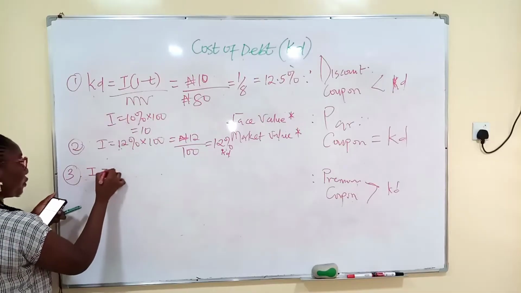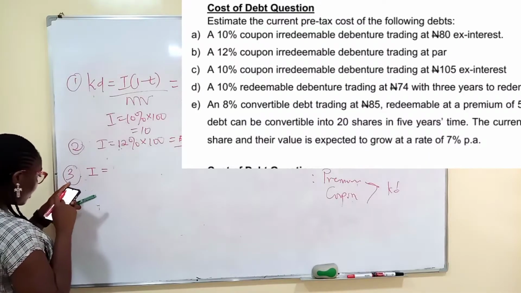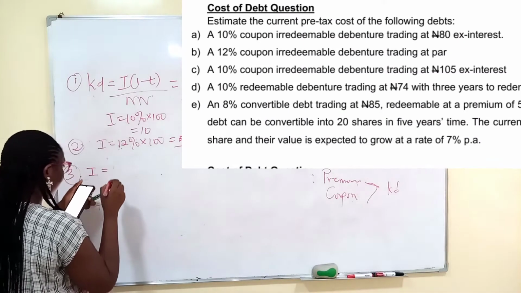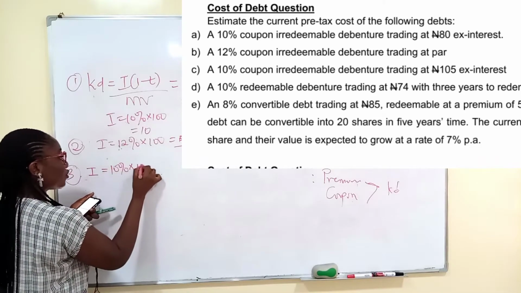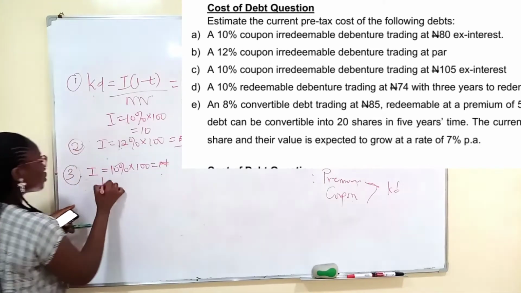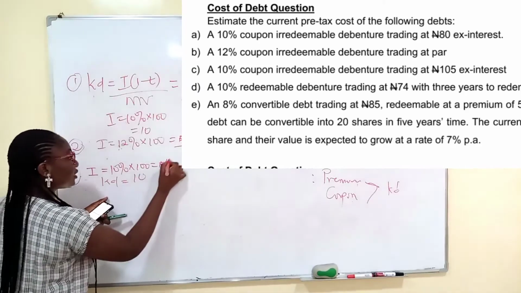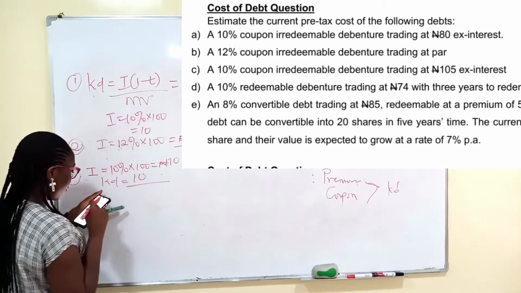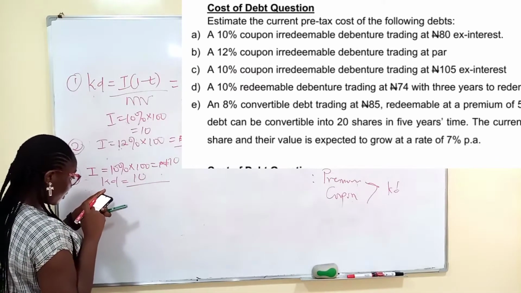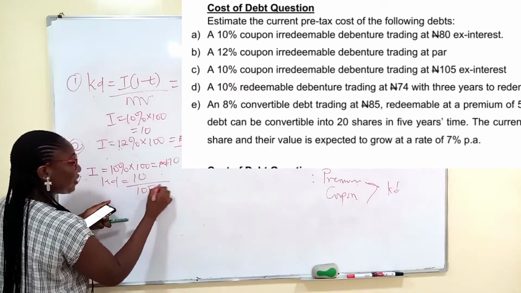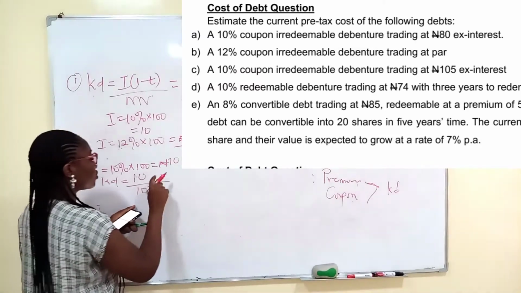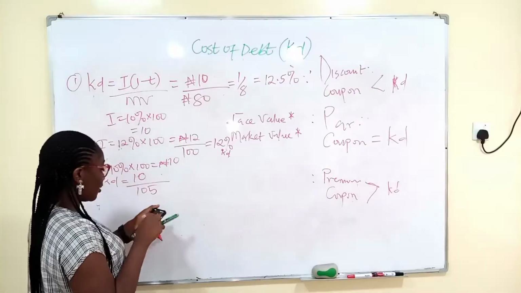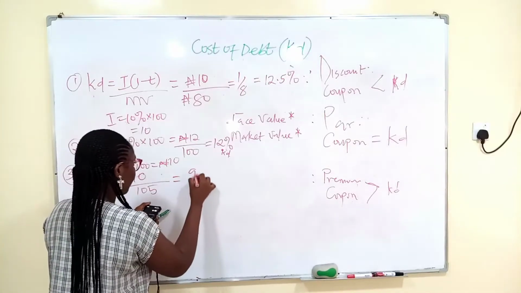So here, your interest, that is your coupon, will be what? 10%. 10% redeemable debenture. 10% times 100 will give you 10 naira, right? So your KD will be what? That will give you 10 naira. So your KD is 10 naira over, it's trading at 105 ex-interest. So you don't need to remove interest. So 10 divided by 105 will give me 9.52%.